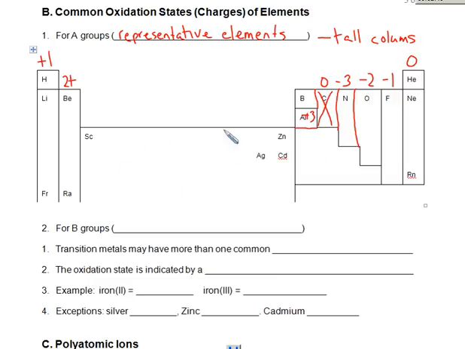Now these other ones under here, the transition metals, here the charges vary. And they can vary anywhere between 1 and 7. And these also vary down here. So these are the B groups where the charges vary. And they can have more than one common oxidation state. So the B groups are your short columns. And they have more than one common oxidation state.